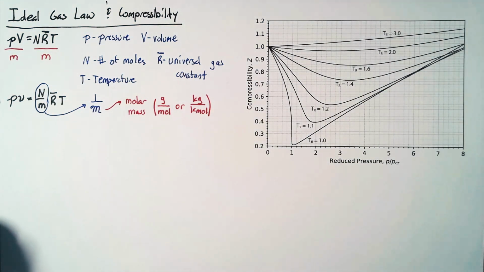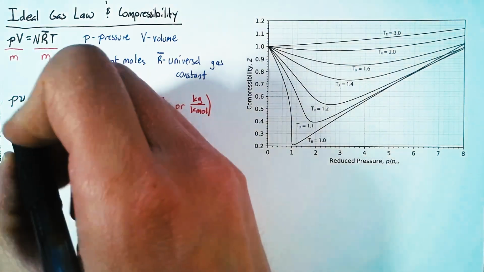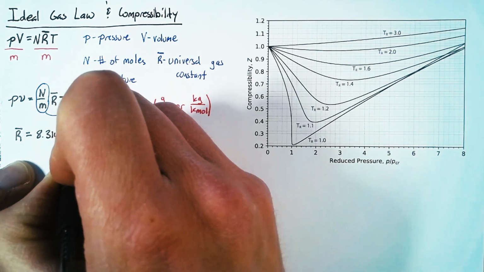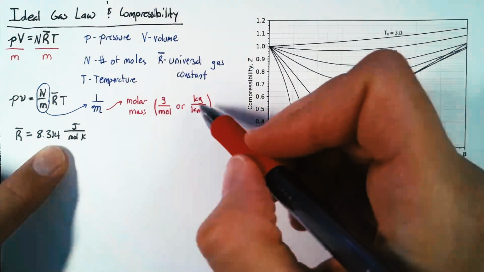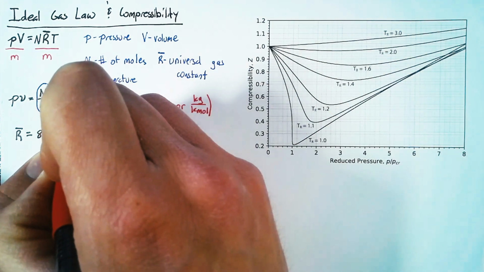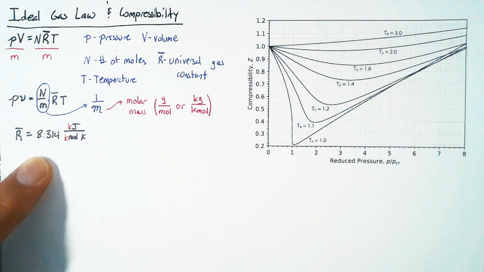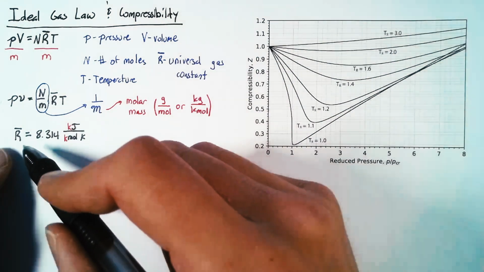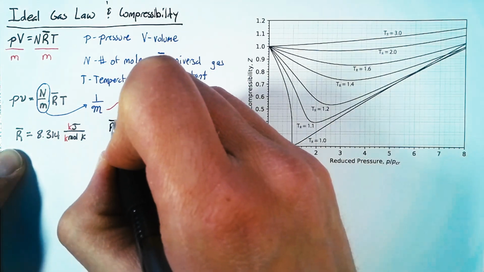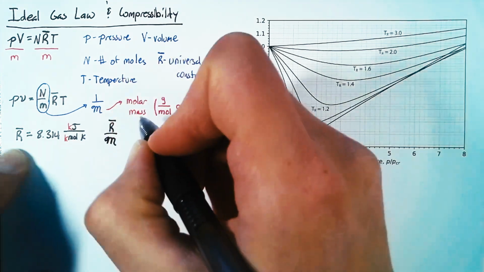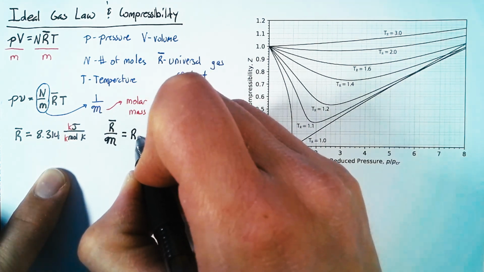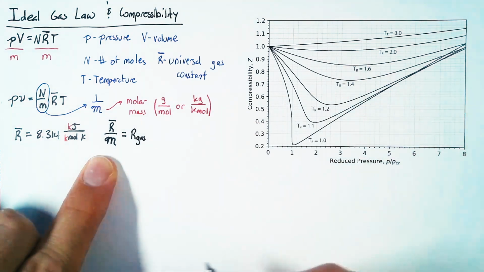So we have one more simplification step. We always know that the universal gas constant is 8.314 joules per mole Kelvin. But since we prefer dealing with kilograms, and we have kilomoles over here, we want to put a kilo in front of both of these. And so we end up with kilojoules per kilomole Kelvin. Now, in order to get to the gas constant for a specific gas, we have to divide by the molar mass. So this R bar divided by the molar mass is going to be the R of our gas, depending on what that molar mass is.